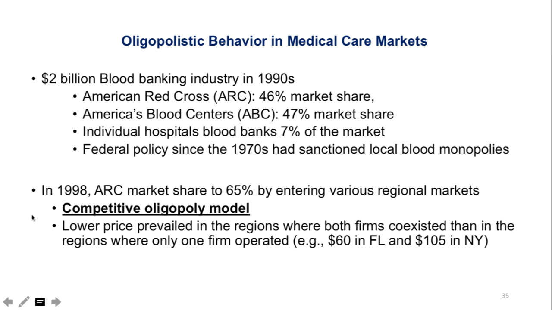Now, when we look at the impact of this increase in market share, we see that this actually worked as a competitive oligopoly model, because when we look at the prices, we see that lower prices prevailed in the regions where both American Red Cross and American Blood Centers coexisted than in the regions where only one firm operated. For example, in Florida the prices were lower than in New York, because in New York both of them were operating.